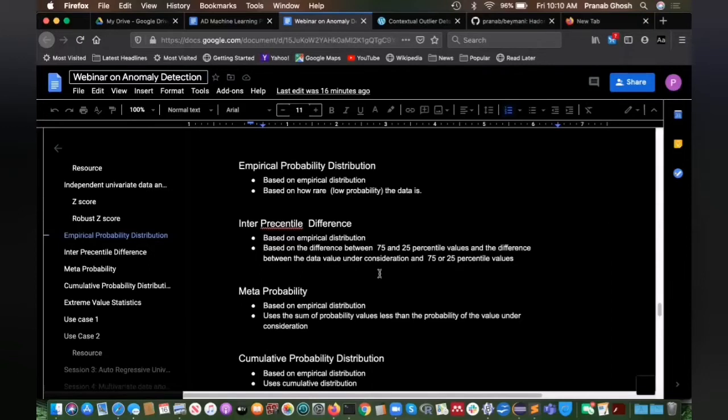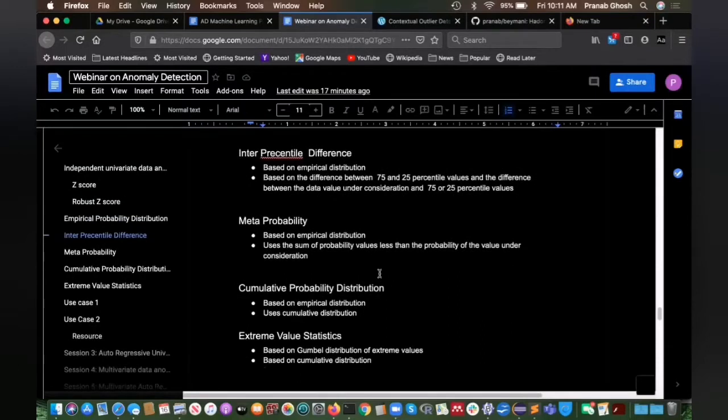Interpercentile difference. This is also another technique. It's a function of the difference between the 75th and 25th percentiles, and also the difference between your data point and the 75th or 25th percentile values, depending upon where your data is, whether it's above your average or below the average. Accordingly, you choose the percentile. So it's a function of all that.